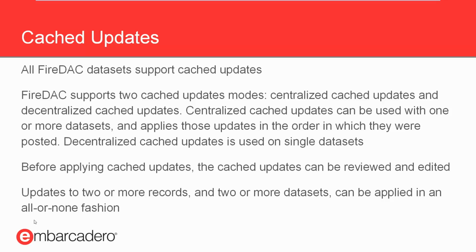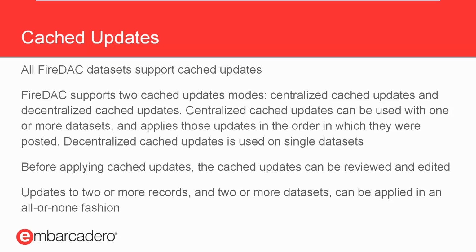First of all, FireDAC supports 2 distinct modes of cached updates. One is called the centralized cached updates model, and the other one is the decentralized cached updates model. The centralized cached updates model is used when you have one or more data sets and you want to maintain the change cache as one unit. You could have 20 data sets participating in the cached update session, and the centralized model has one cache where changes to all 20 data sets can be managed. In the decentralized model, it only applies to one data set.